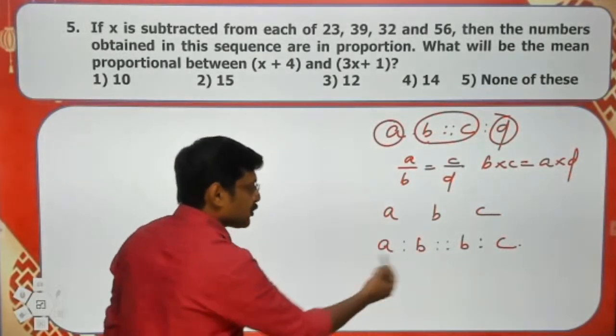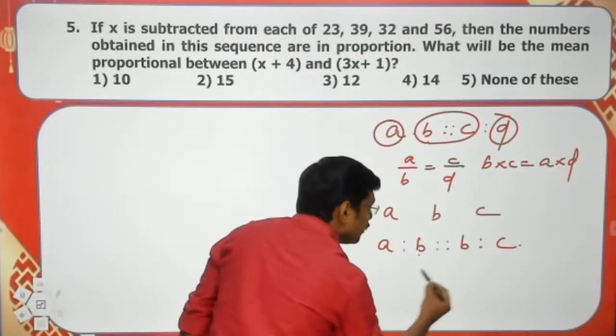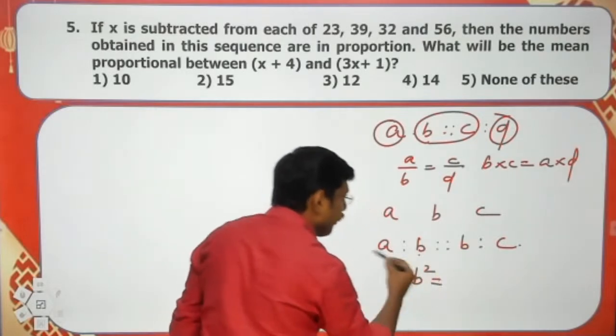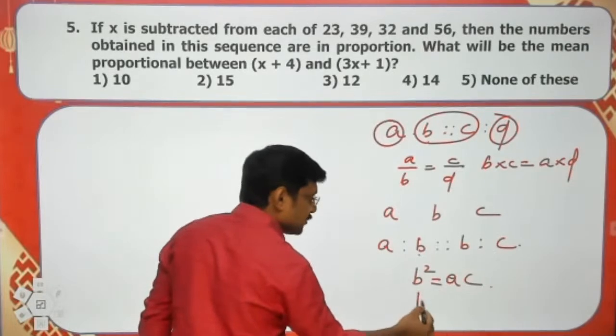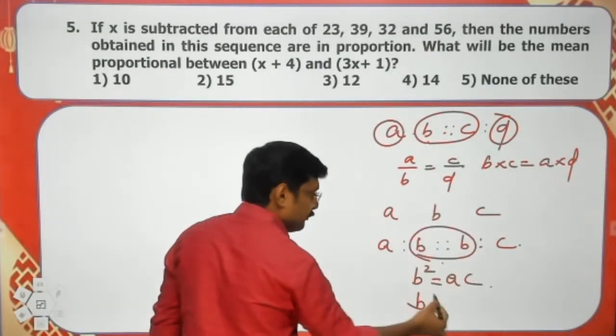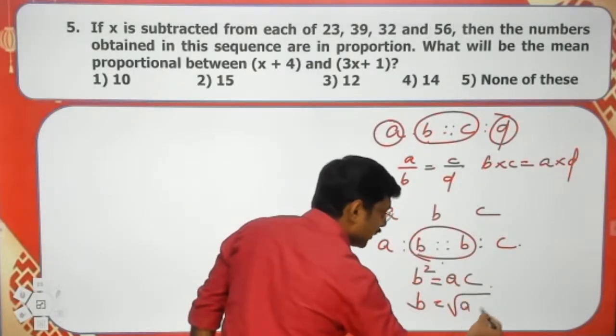Similarly, for the mean proportion condition, product of means, that is B into B, that is B square, is equal to product of extremes, so AC. So if we need to find the mean proportion, that is B, this is the mean proportion, to find this, we need to take the square root of the given 2 numbers.